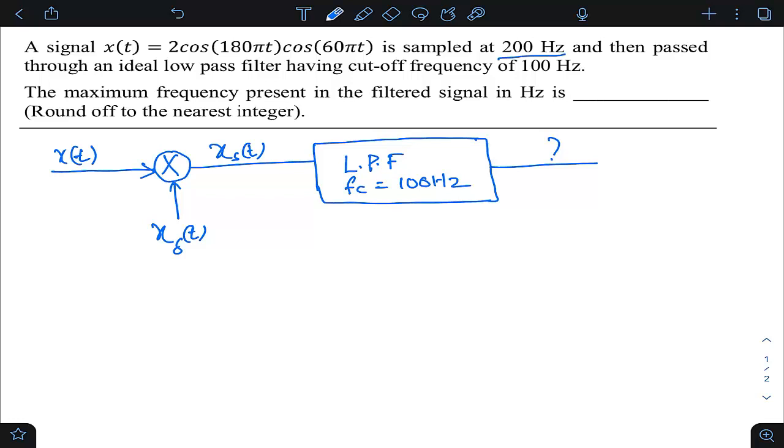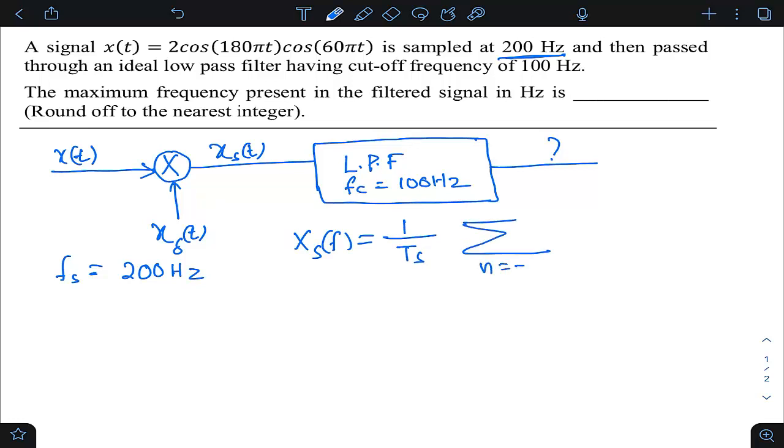Here the sampling frequency fs is given as 200 Hz. And students, I hope all of you know the frequency domain representation of the sampled signal xs(t). If I write in terms of f notation instead of omega notation, then Xs(f) is given by 1 by Ts, summation n from minus infinity to plus infinity, X(f minus n fs). This is the generalized model of xs in the ideal sampling case.